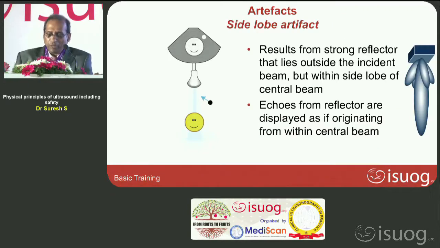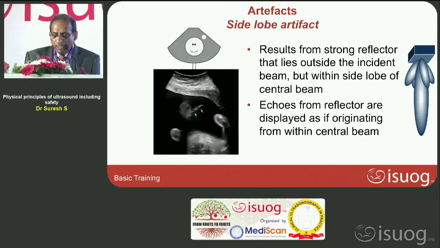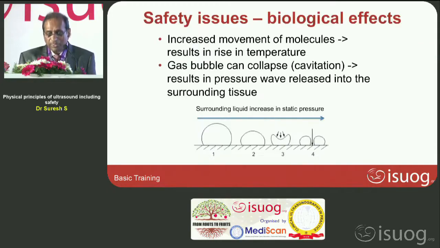Then you have the side lobe artifact, which results from a strong reflector that lies outside the incident beam, but within the side lobe or the central beam. That means when an ultrasound beam is produced, there is a central beam. There are also some side beams which go through, and the tissue also appears along the side beam, and they look as if they are originating from the central beam. So here, for example, is a side lobe artifact. Very classical example. You can easily mistake this for a membrane in a twin pregnancy. So you can mistake it for a membrane and you have a wrong diagnosis there, side lobe artifact.